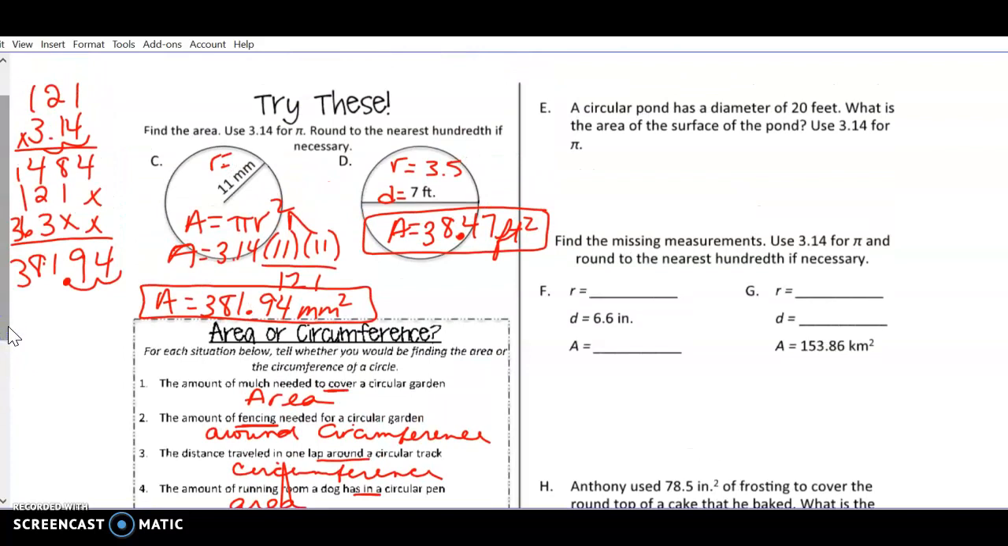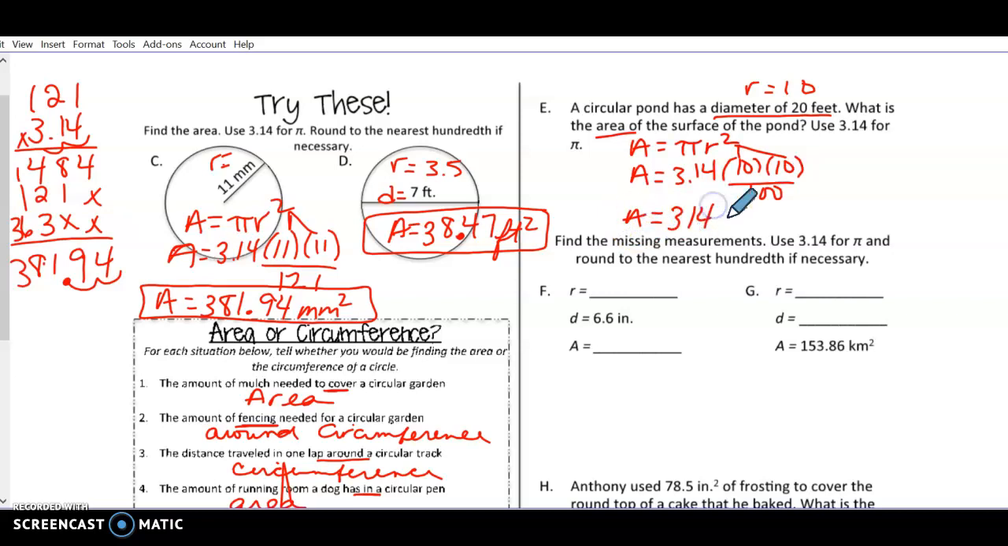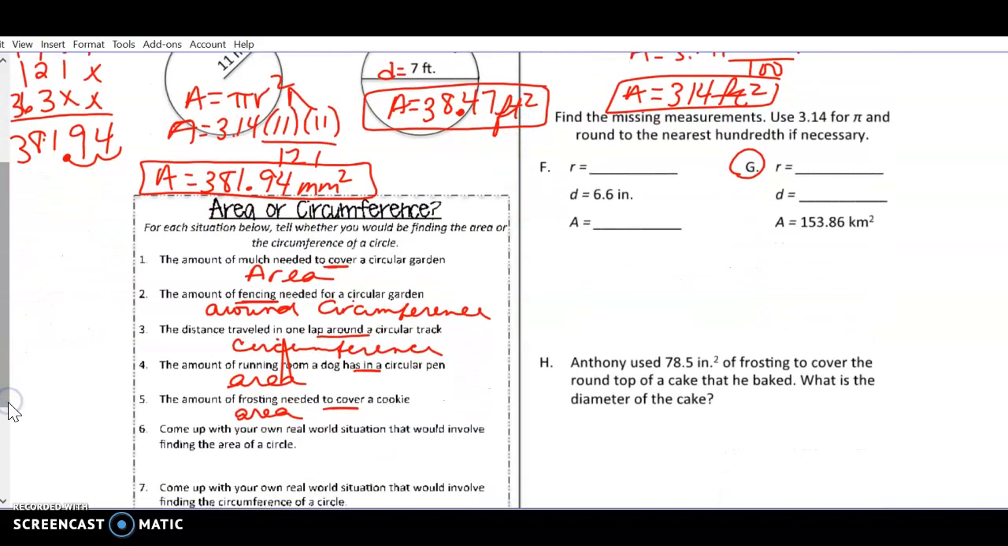A circular pond has a diameter of 20. That means the radius is 10. What is the area? So A equals pi r squared. 3.14 times 10 times 10. 10 times 10 is 100. So 3.14 times 100, just move your decimal, is 314, and it was feet squared. I did want to show you letter G specifically, because now you're going to have to work backwards and use your knowledge of solving equations.